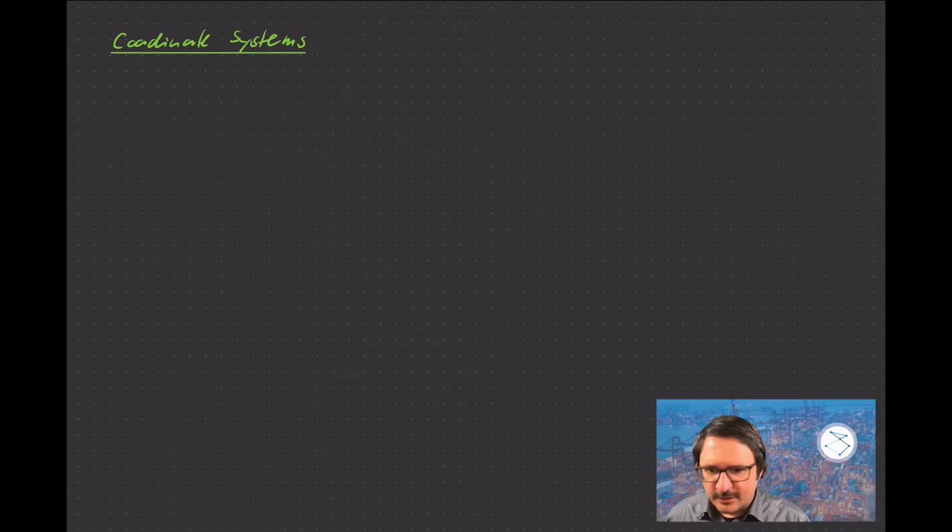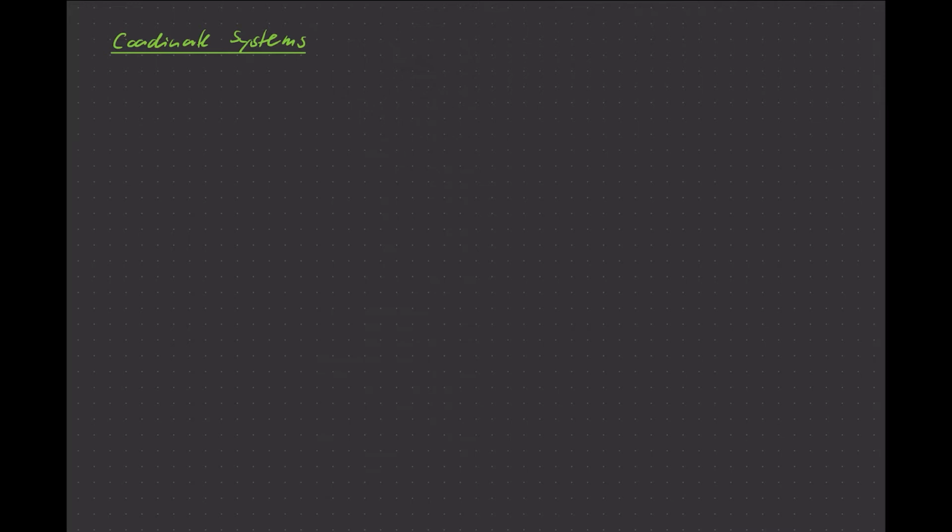Now, the idea of a coordinate system is actually pretty simple. If you have a vector space and a basis for that vector space, then any vector in the space can be written as a linear combination of the basis vectors. So for any vector in a space, you can write something like v is a linear combination of v1, v2, and so on up to the dimension, let's say vn, like this.